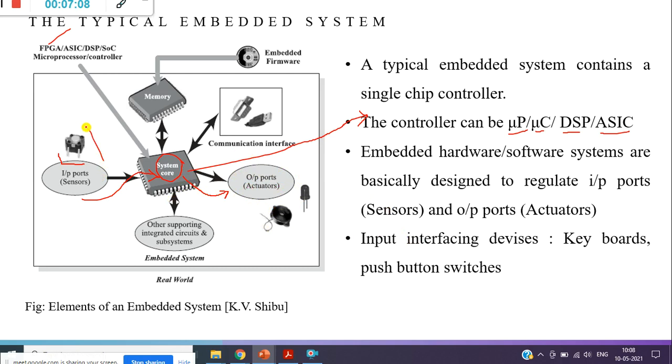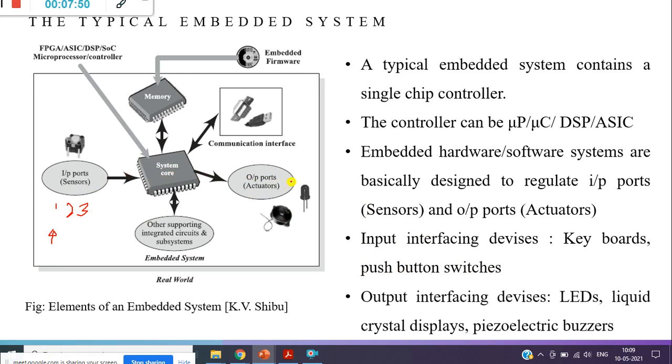Now apart from sensors, I also have input ports for interfacing devices like the keyboard, for example the digital keypad of a telephone system. We already gave an example: I press 1, 2, 3 on the keypad. That could be the interfacing for this embedded system, or any push button switches. When it comes to output interfacing devices, these may be an LED, an electronic buzzer, LCD displays or piezoelectric buzzers. These are a few output ports to be mentioned in the entire embedded system.